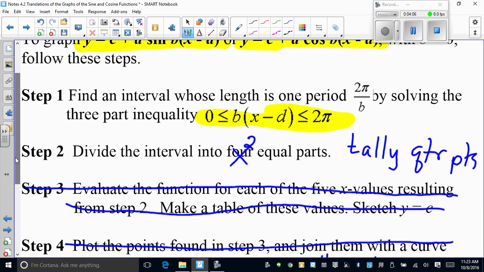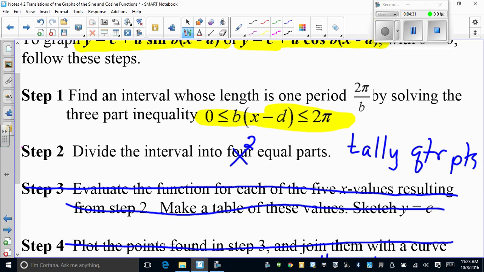Okay, we're definitely going to do this first step here. Find an interval whose length is 1 period, 2 pi over b, by solving the 3-part inequality. There it is. I'm not going to worry about you guys identifying b. B is going to be the number in front of x. It will affect your d if it's inside the parentheses. So I do need to throw that out there. It doesn't matter where b is, we'll still do this.